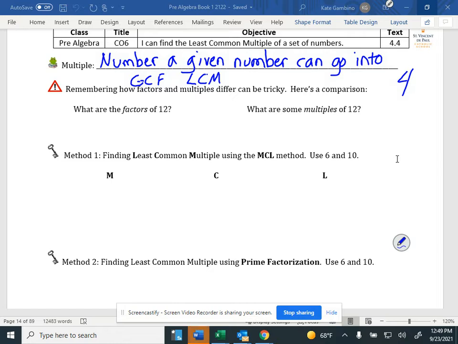4, 8. So 4, because 4 times 1 is 4. And then 8, 4 times 2 is 8. 12, 4 times 3 is 12. So those are all the multiples. What can you multiply that number by and get a new number? So the multiple is what you're getting when you're multiplying it by other numbers.